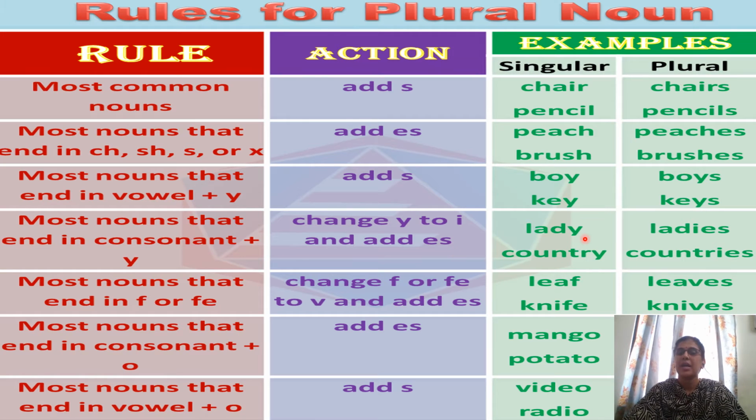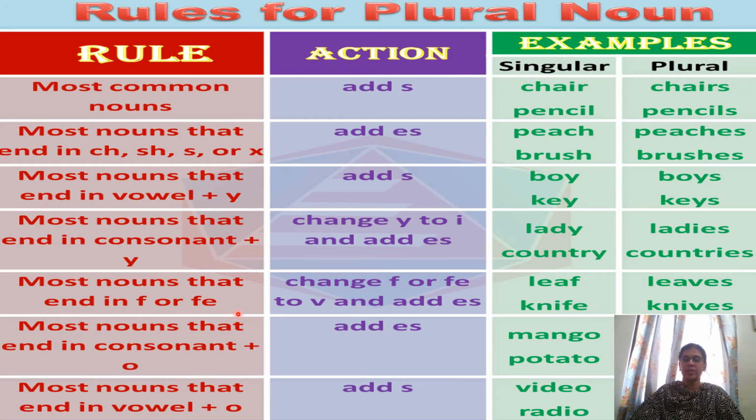Example, lady. D is a consonant before the Y. So what we do? This Y goes, I comes with ES. Lady, ladies. Country, consonant R with Y. So Y goes and I comes with ES. Country, countries.